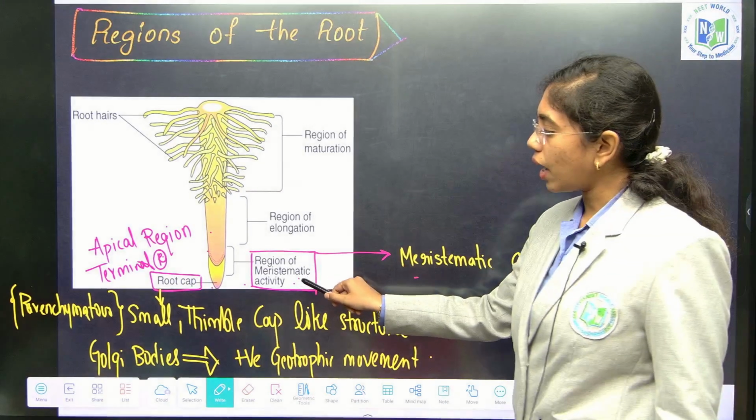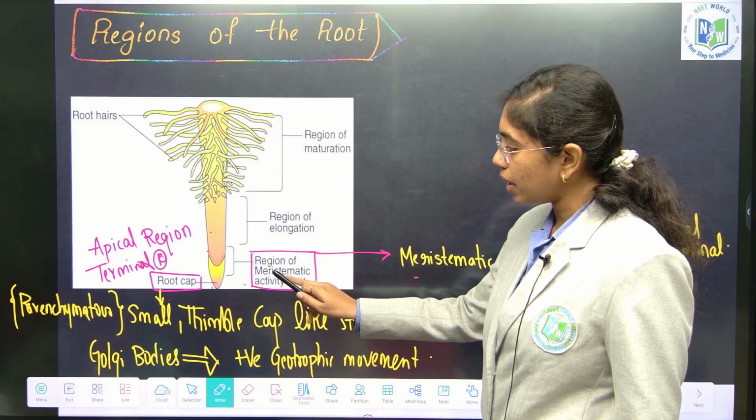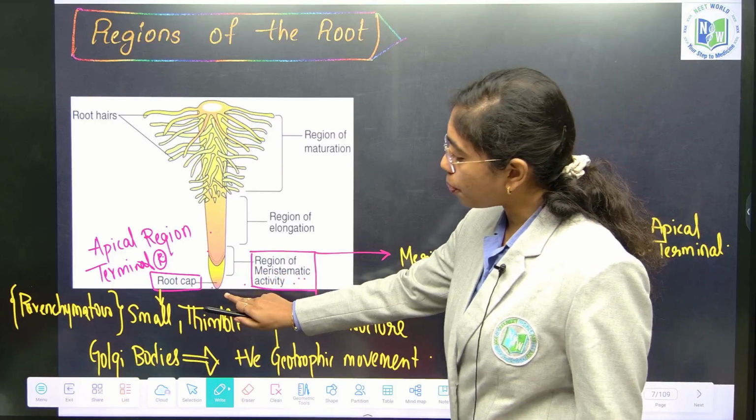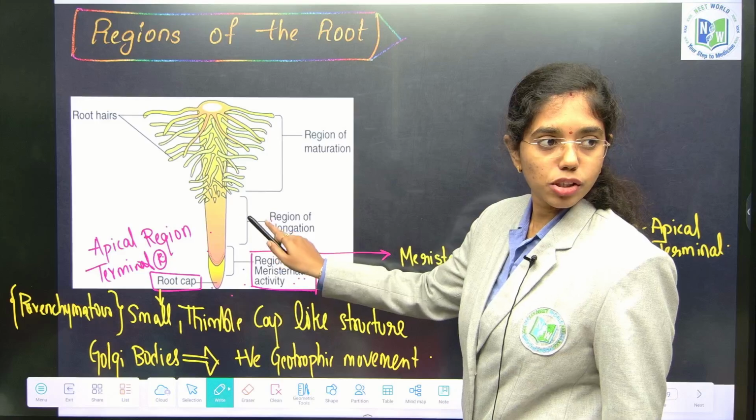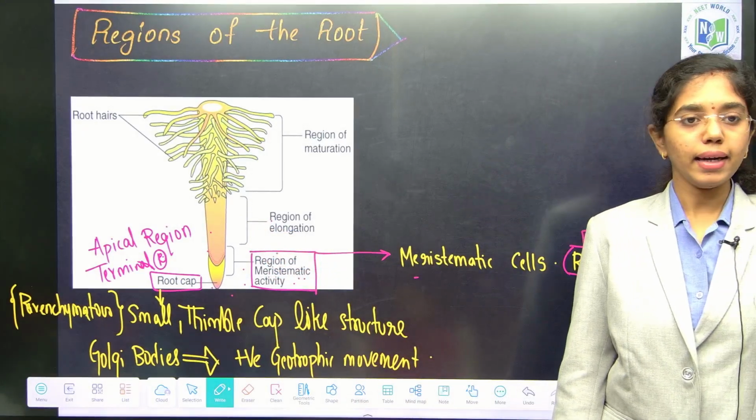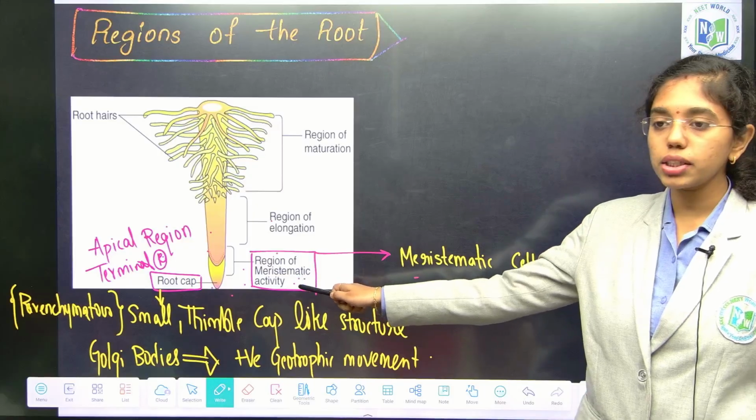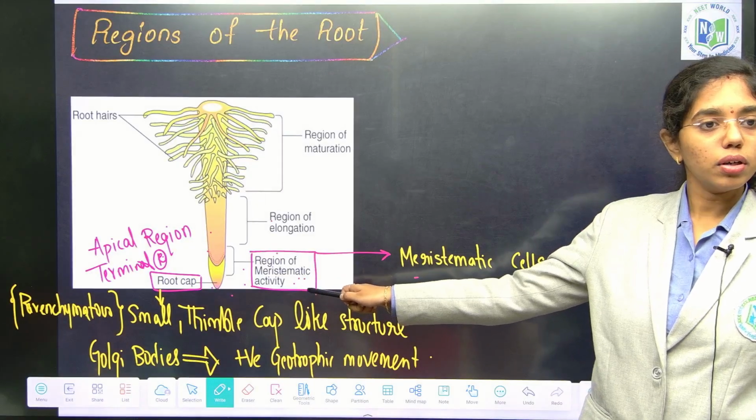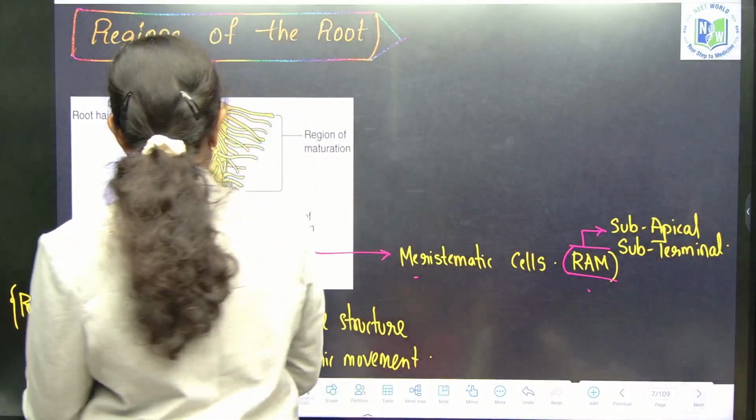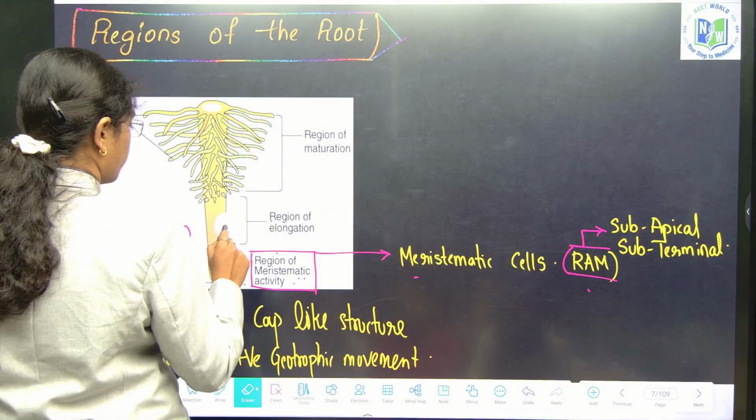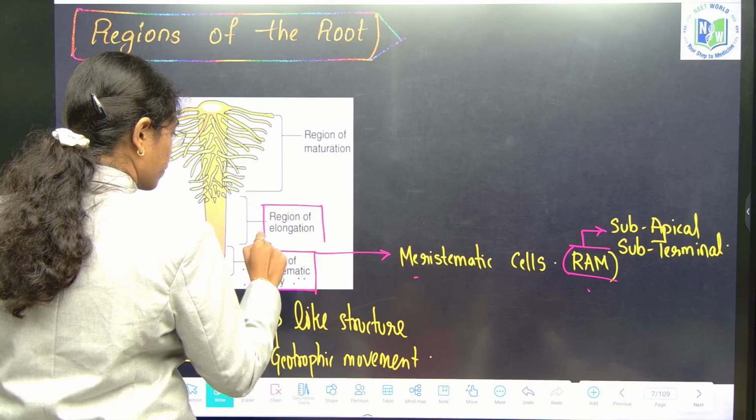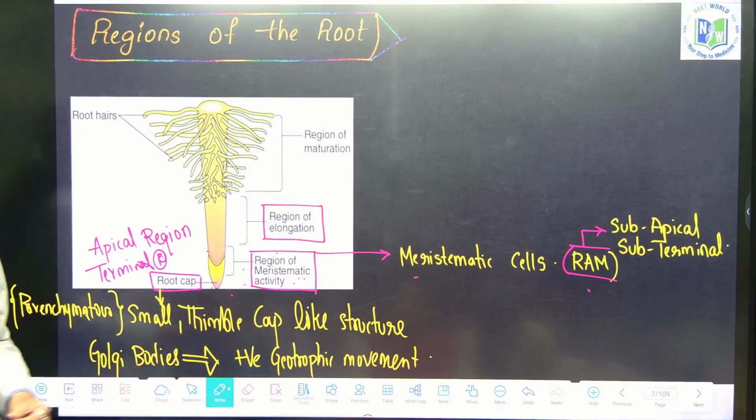How can you address this properly? Root apical meristem or region of meristematic activity is proximal to the root cap and distal to the region of elongation. Remember the terms proximal and distal. It is proximal to which region? Distal to the region of elongation. Now, the region of elongation.